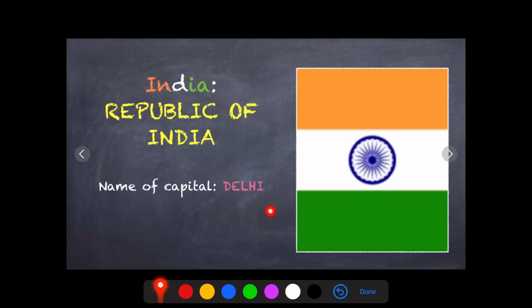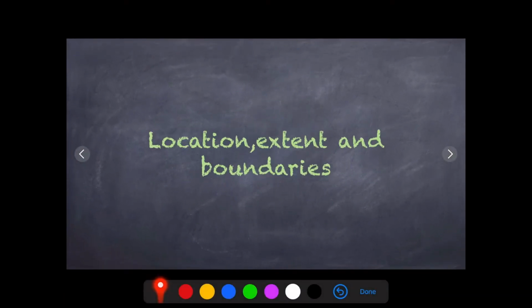The name of the capital of India is Delhi. Okay, India's capital is Delhi. Remember, the name of India is Republic of India and not just India. We just say India, but the actual name is Republic of India. Now let us study about the location, extent and boundaries of India.